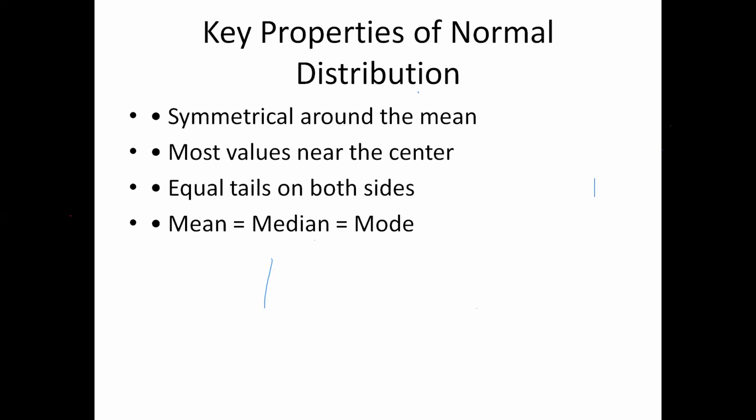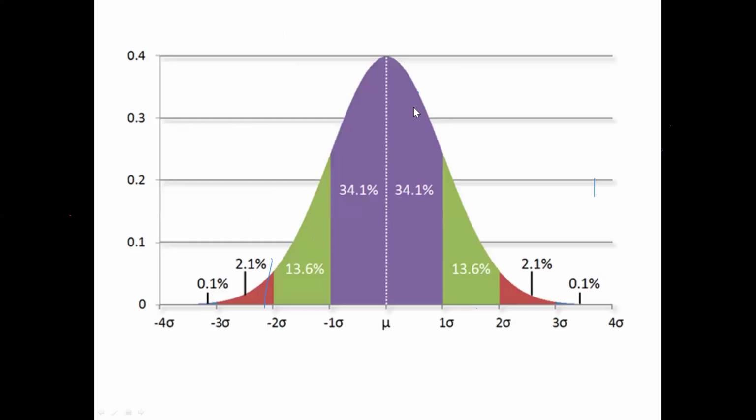What are the key properties of the normal distribution? A key property of the normal distribution is that it should be symmetrical around the mean. So is it symmetrical or not? What do you think?